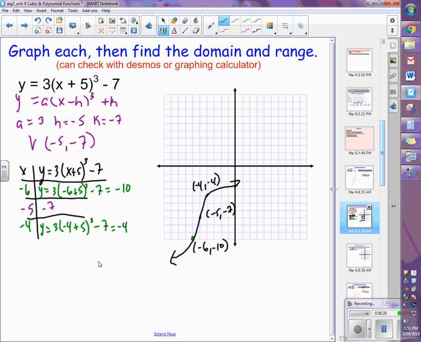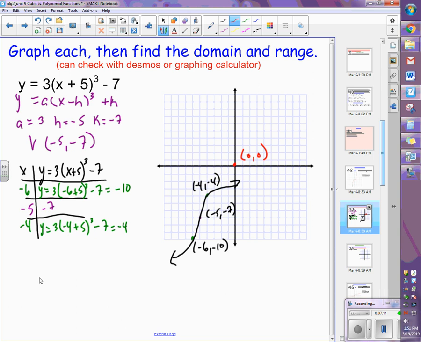So before I go on, let's talk about transformations just in case. So I told you that h will move it left and right. Since h is negative 5, that means it's going to move to the left 5 units from the parent. Remember, the parent started at the origin. The parent started here. So it went to the left 5. k moves it up and down. So since k is negative 7, it went down 7 from the origin. And then the 3, that's a vertical stretch by 3.